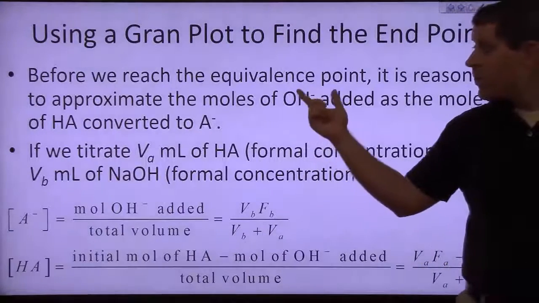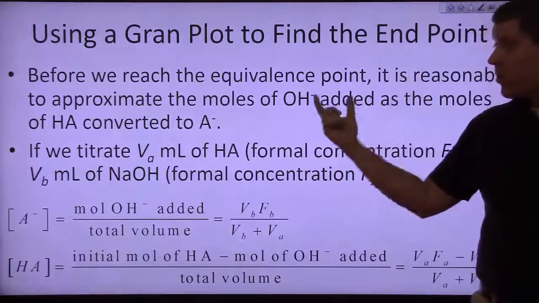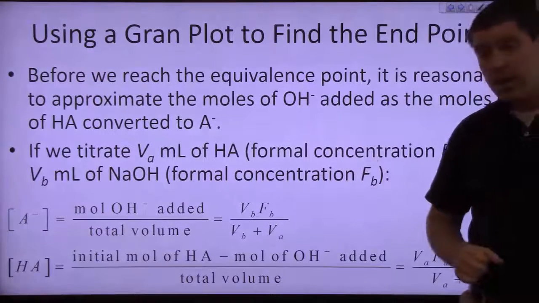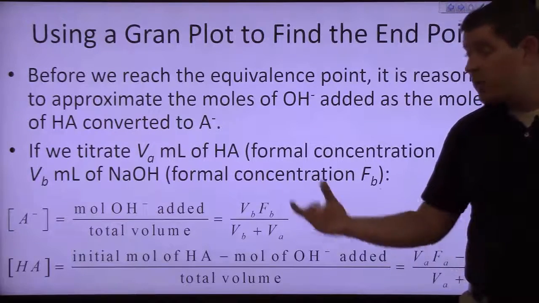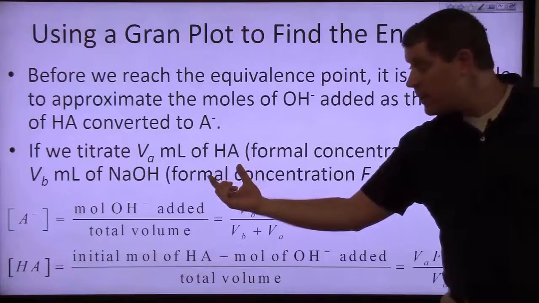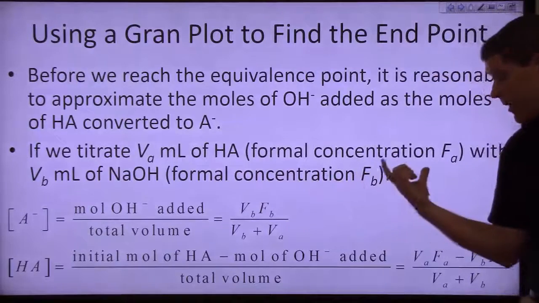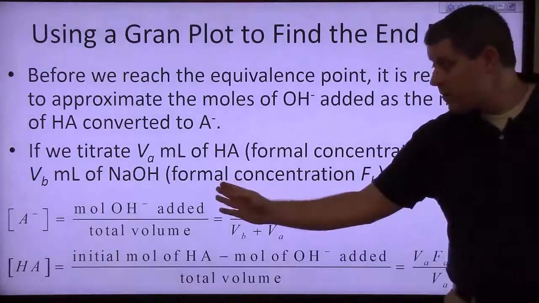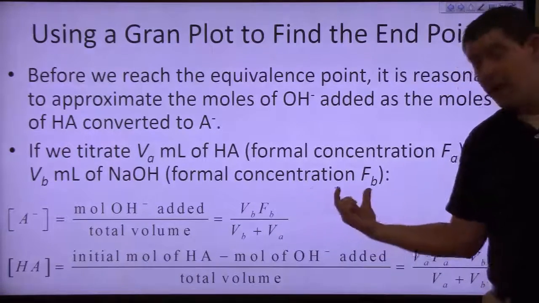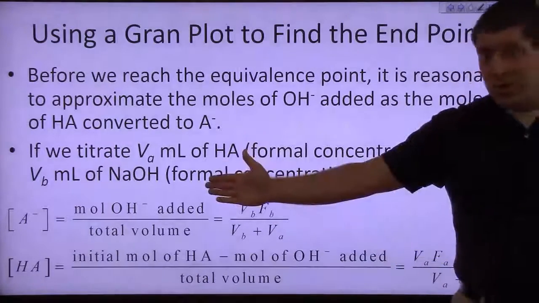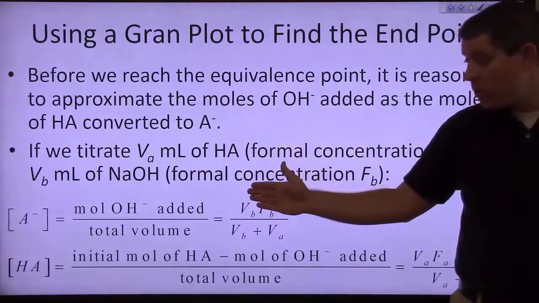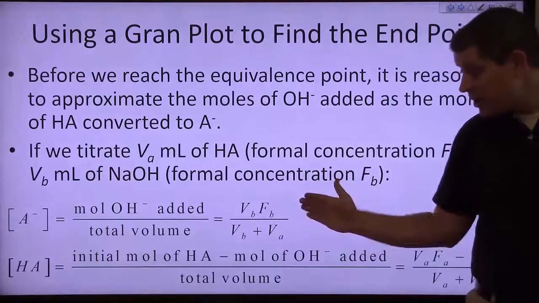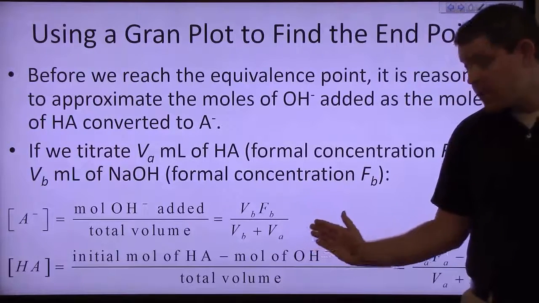Now, before we reach the equivalence point, it's reasonable to approximate the moles of hydroxide ion added as the moles of HA that have been converted to A-. And that means if we titrate some volume VA in milliliters of HA with a formal concentration of FA with some volume VB in milliliters of sodium hydroxide with a formal concentration of FB, that then means that the concentration of A- is equal to the moles of hydroxide added divided by the total volume, which is then equal to VB times FB divided by VB plus VA.